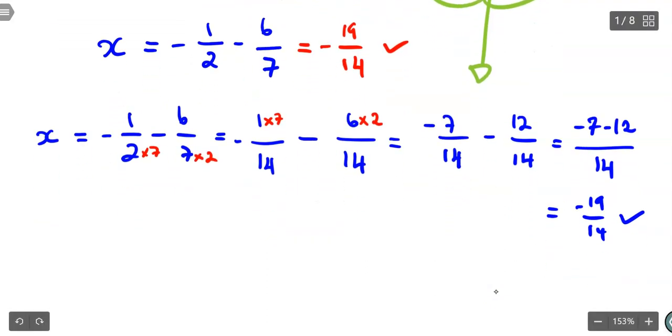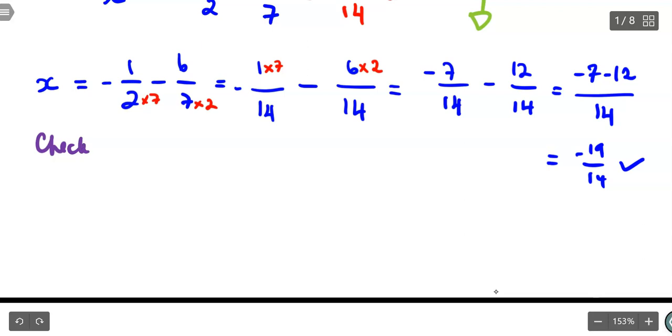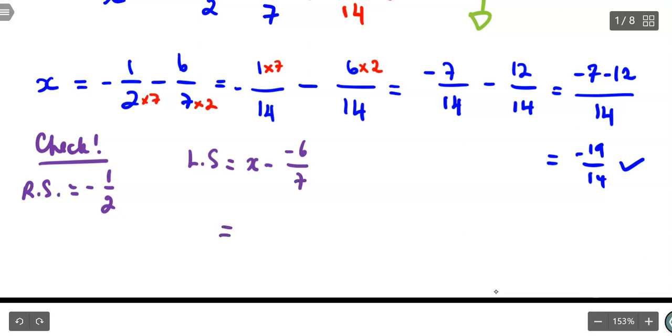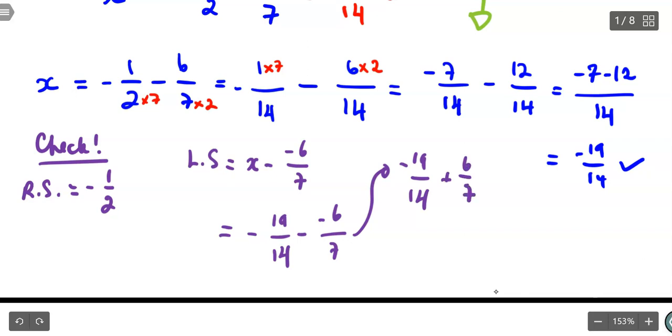Then if you want to do the check step, I want to put my left hand side and my right hand side. The right hand side is equal to negative a half. The left hand side is equal to x subtract negative 6 over 7. So then I need to write negative 19 over 14 subtract negative 6 over 7. So I have negative 19 over 14 plus 6 over 7. Perform the operation for this, what do I get?